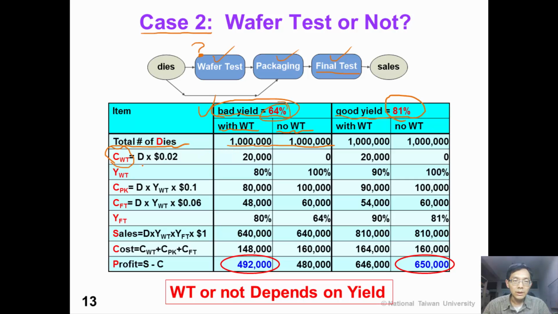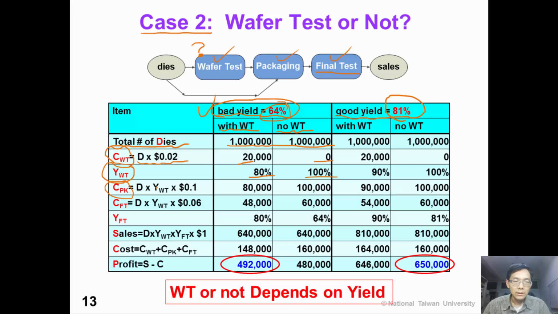The wafer test cost is equal to the number of die times 2 cents. If we do it with wafer test, the wafer test cost is $20,000 for the first case and $0 without wafer test. The wafer test yield is 80% for the first case. Since we don't have wafer test in the second case, the yield is 100%.